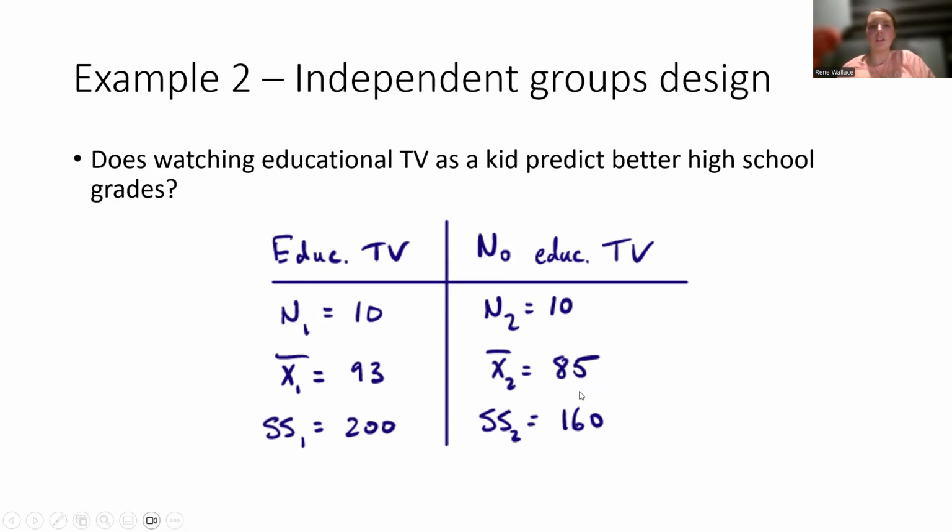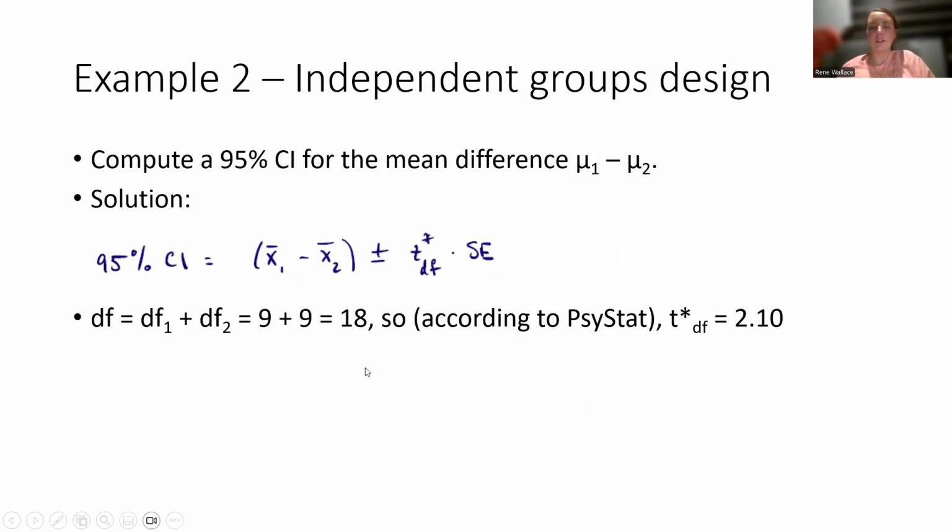So we need all of these numbers. So let's give this an example, some words here. Does watching educational TV as a kid predict better high school grades? So this group of kids over here of n equals 10. So we had 10 kids over here that watched educational TV. They had a mean of 93 and a sum of squares of 200. These kids over here did not get to watch educational TV. They had 10 kids. They have a mean of 85 and a sum of squares of 160. So this mean difference of 85 and 93, is that significant? Or what's the 95% confidence interval for that?